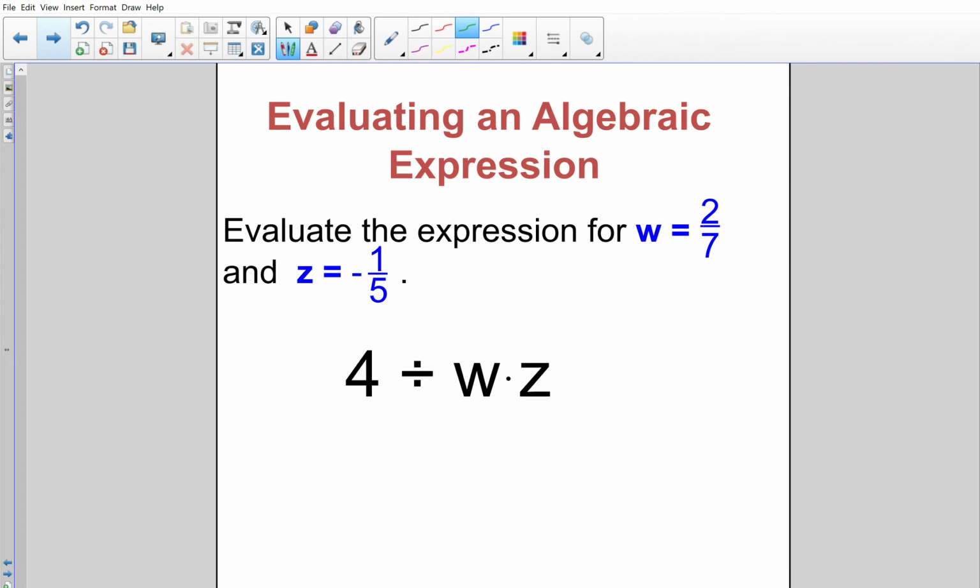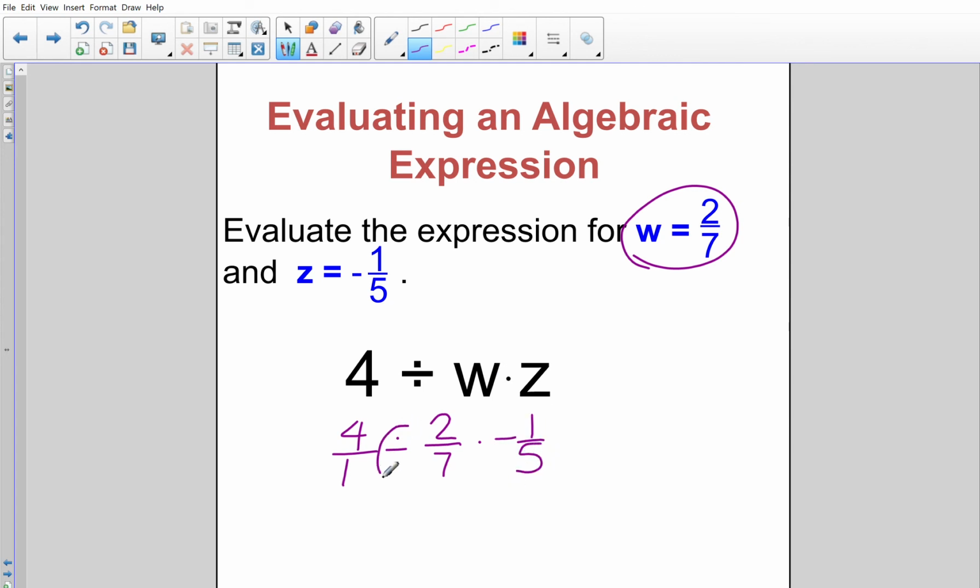Okay, so we talked about evaluating expressions earlier in the semester, but we can do the same thing with fractions that we did previously. So just be really careful about how you're putting everything in there and watch your signs. So I've got my 4, and I'm just going to go ahead and make it a fraction, divided by my W, W is 2 sevenths, times my Z, which is negative 1/5.